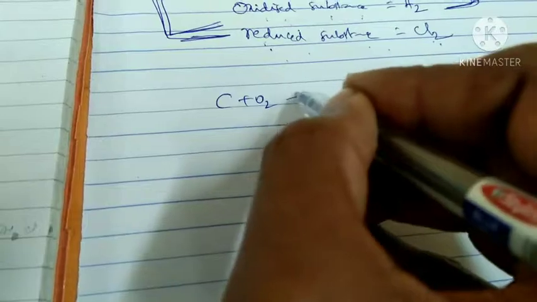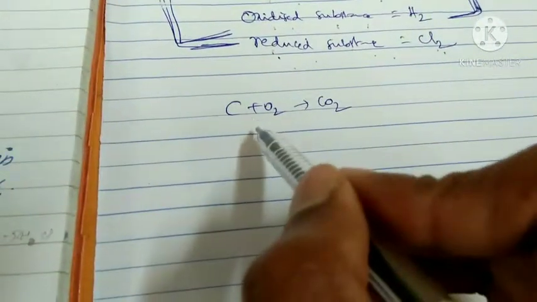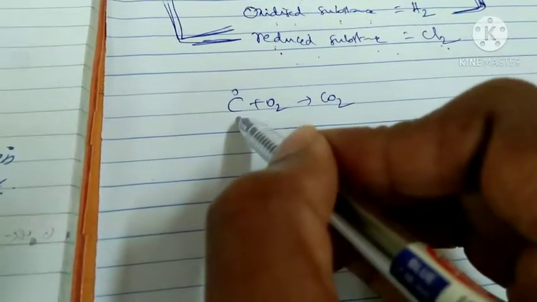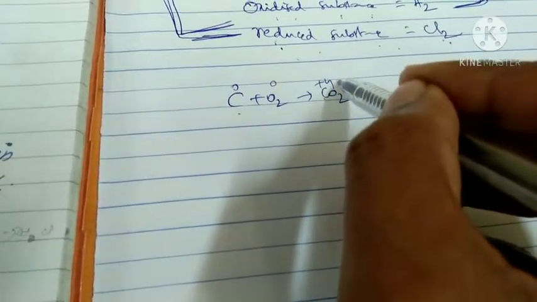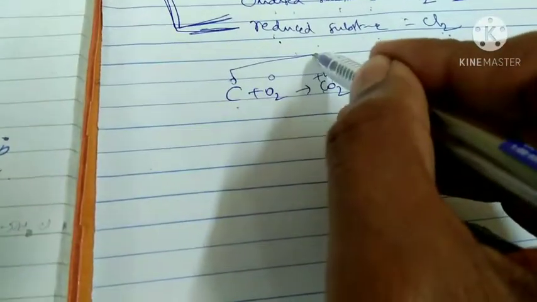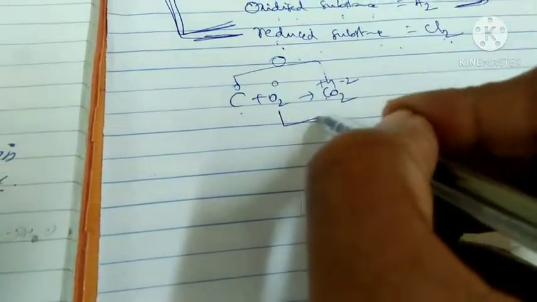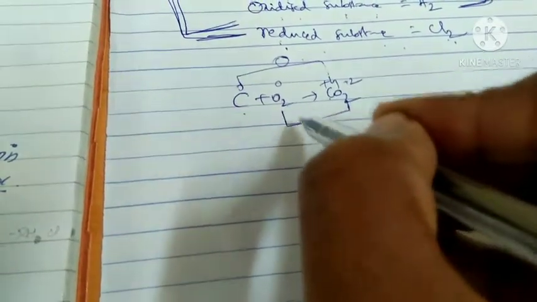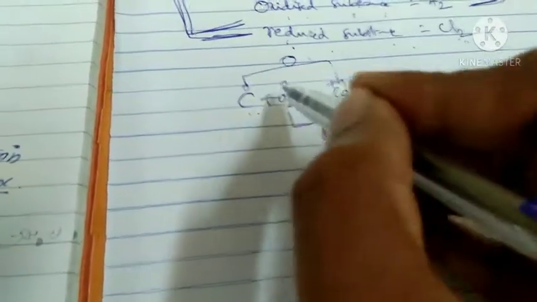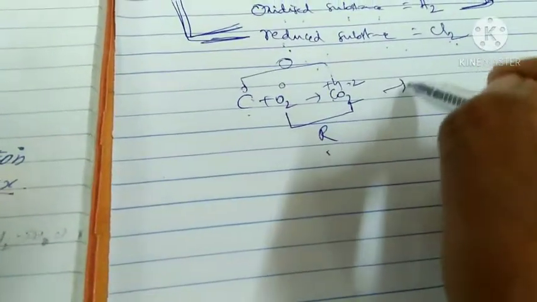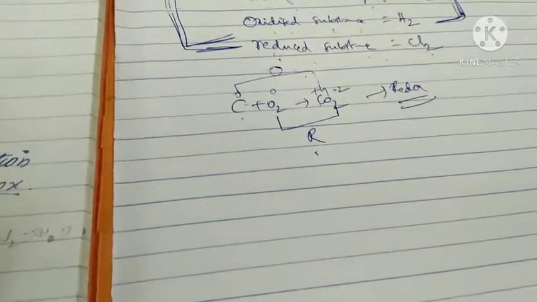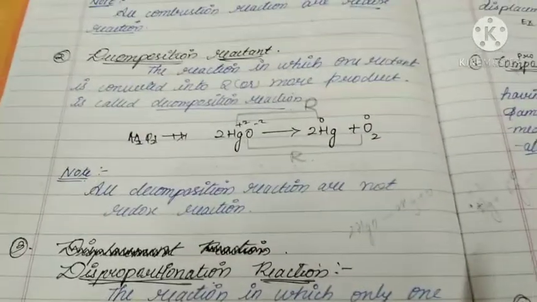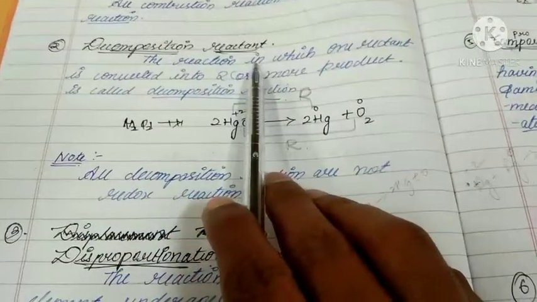I will discuss that point here. C plus O2 gives rise to CO2. Here the oxidation state for carbon is 0 because that is an elemental state. For oxygen also 0. Here plus 4 for carbon. Here minus 2 for oxygen. From 0 to plus 4, oxidation state increases, so that is oxidation. From 0 to minus 2, oxidation state decreases, that is reduction. So both oxidation and reduction take place in this case, so that it is redox. So this is the first type, chemical combination reaction. Next one is decomposition reaction.